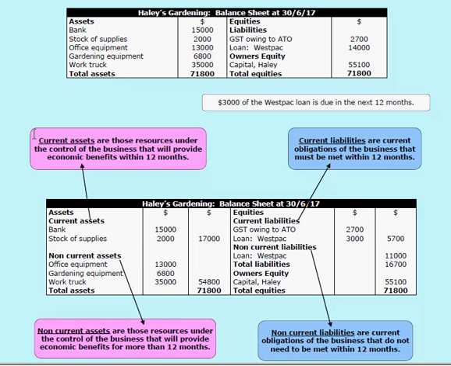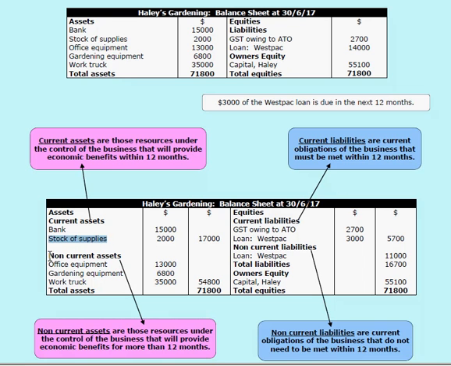Current assets, here's a definition, those resources under the control of the business that will provide economic benefits within 12 months. And the most common examples we will see will be bank or cash and the stock of supplies. It is possible for GST clearing or GST owing to the ATO or from the ATO to be a current asset as well. That's unusual. But bank will always be a current asset. Stock of supplies and materials will always be a current asset.